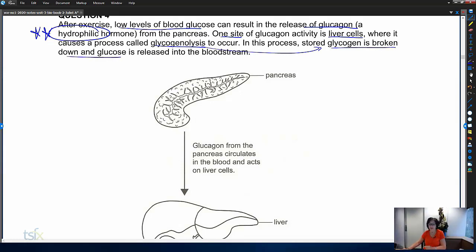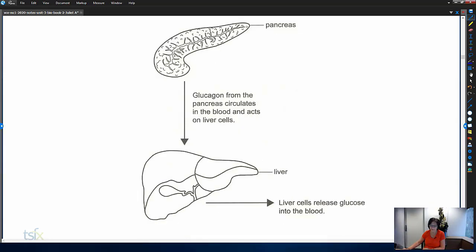Glycogenolysis is breaking glycogen down to glucose, into the bloodstream. And there we have the glucagon that comes from the pancreas, circulates in the blood. So this is our hormone, even if we didn't know its name, and then it acts on the liver cells. This is the target cells. And this is the cell response.